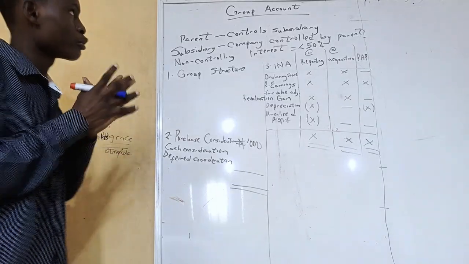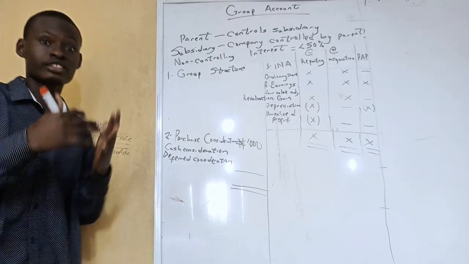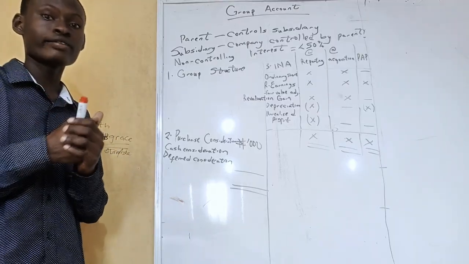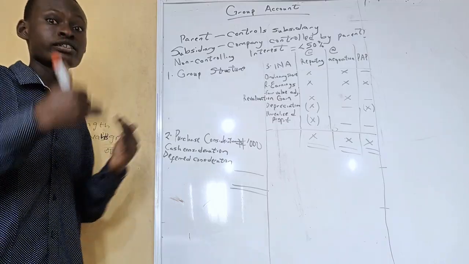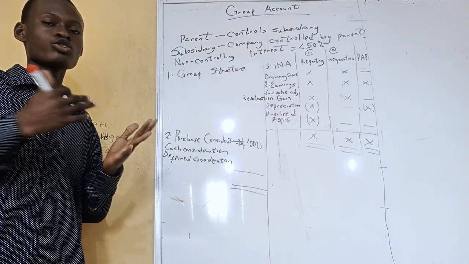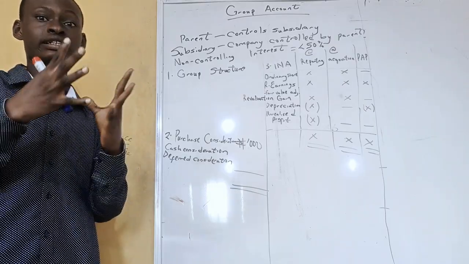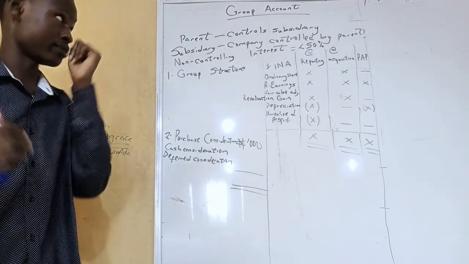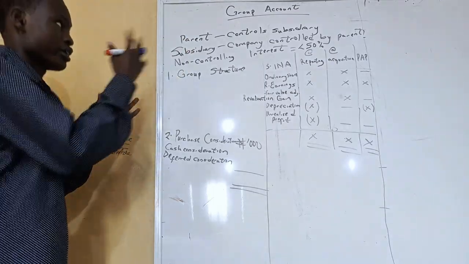So, in this video, I'm going to take you through group accounting. Group accounts are a set of financial statements prepared by combining the financial statements of the parent and the subsidiary and eliminating common transactions between them, so as to present financial statements that make them a single economic entity. Under group accounting, we have the parent company and the subsidiary company.